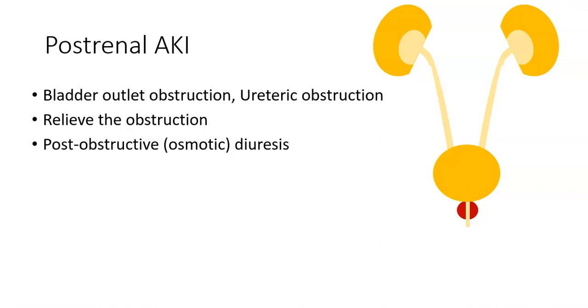And so to prevent dehydration and electrolyte disturbances from the post-obstructive diuresis, you need to give adequate volumes of intravenous fluids to match the high urine output, where the volume of intravenous fluids that is given is usually between 50 to 100% of the urine output volume, ideally titrated every hour.